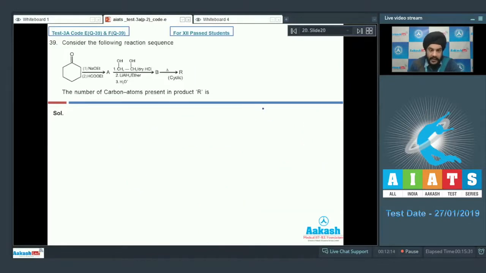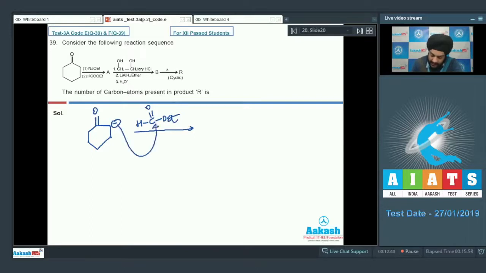Let us look at the next question now. Question number 39. Consider the following reaction sequence. We have been given cyclohexanone. Cyclohexanone is first allowed to react with NaOEt. So this NaOEt will first extract the acidic hydrogen, leading to the formation of a carbanion, and then this carbanion will attack the ester which is given to us, HCOOEt. The carbanion will attack the ester and make the OEt leave. So we are going to have the formation of the structure. Now this is our product A.